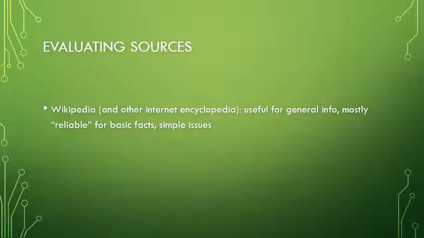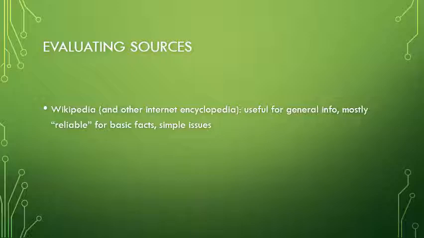So sources like Wikipedia and other internet encyclopedias, they often are quite useful, and you should use them when it comes to finding basic information. Again, getting the lay of the land, understanding the broad topic or the broad range of your topic, all the different things that you might be interested in researching. And they usually are reliable, although not entirely so and not in all cases. But these sources are often pretty reliable when it comes to basic facts and simple issues. That is, things that can generally be cross-checked, verified with other sources.